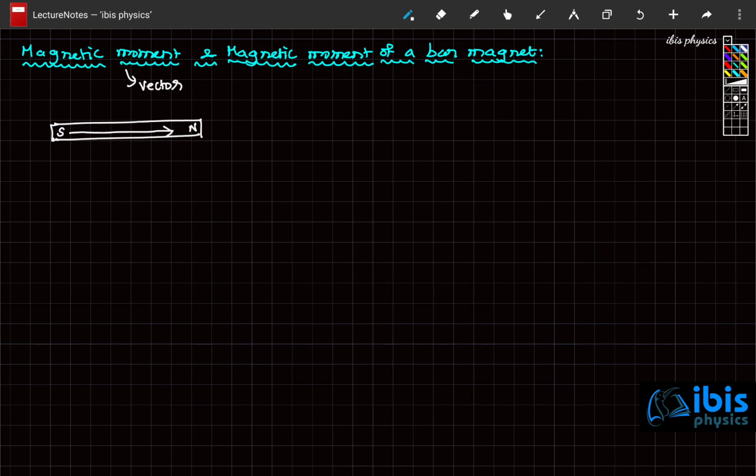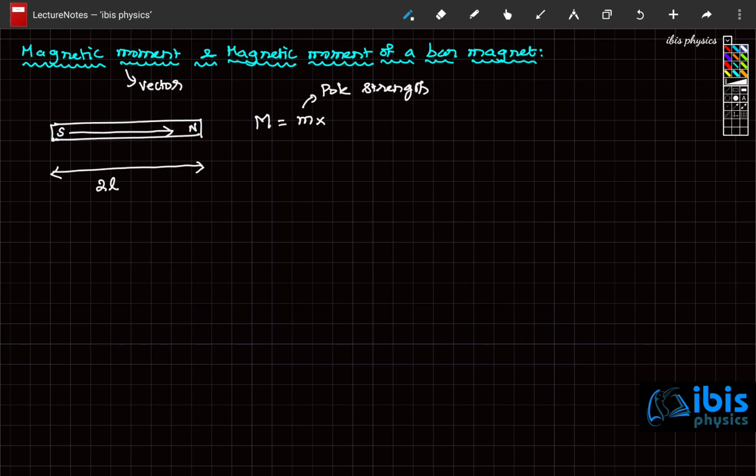So the magnetic moment of this bar magnet, which is represented by the letter M, is given as strength of the poles, which they called pole strength, multiplied by the length of the magnet. So the length of the magnet, for various convenient purposes, we take it to be 2L.